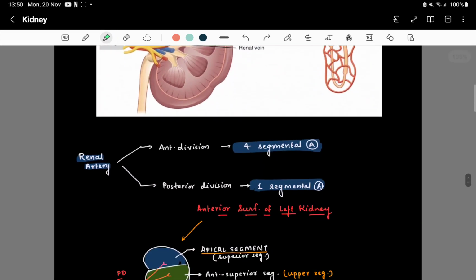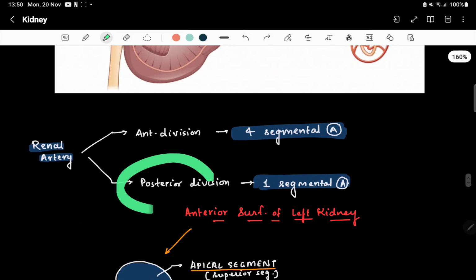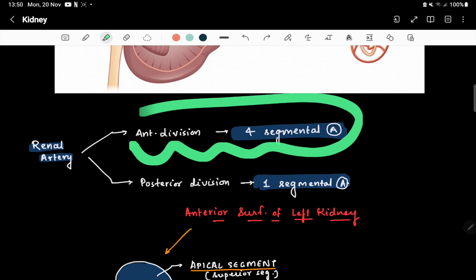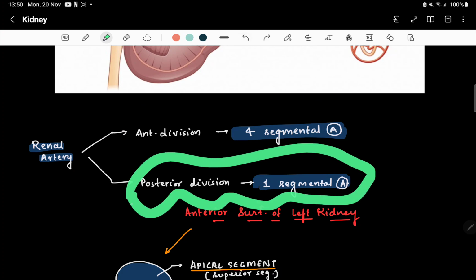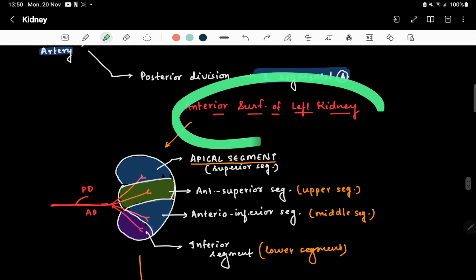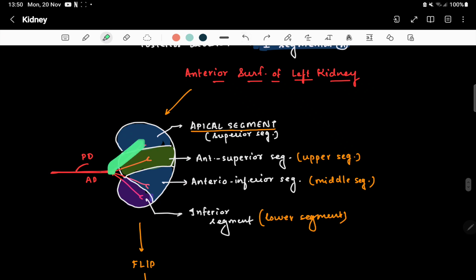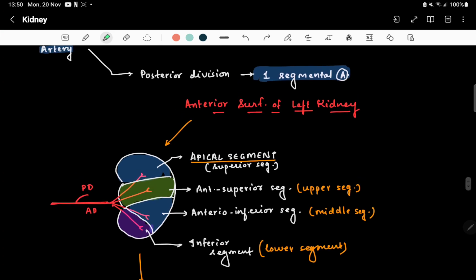Okay, this renal artery has an anterior division and a posterior division. The anterior division has 4 segmental arteries, and the posterior division has only 1 segmental artery. Talking about the anterior surface of the left kidney, the anterior division divides into 4 branches, and the posterior division has only 1 branch.